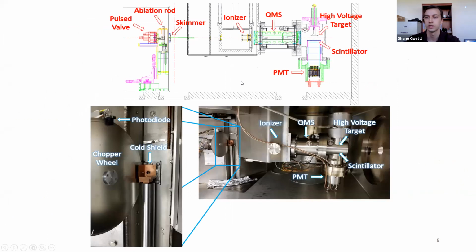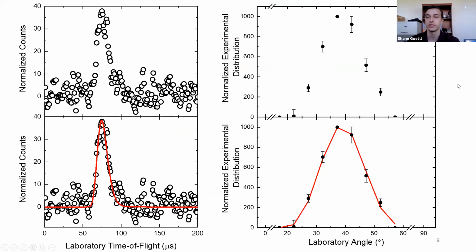Once inside the detector, our products are ionized by electron impact ionization at 80 eV, and then they are filtered by a quadrupole mass spectrometer, then enhanced by a Daly-type detector. And so the data that we obtain consists of time-of-flight spectra obtained at different angles.